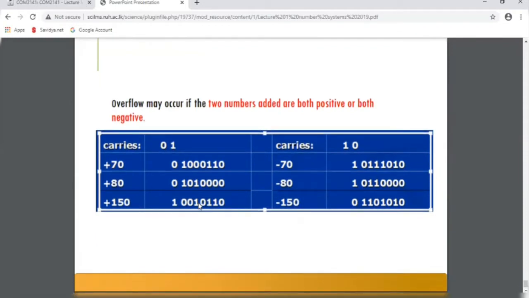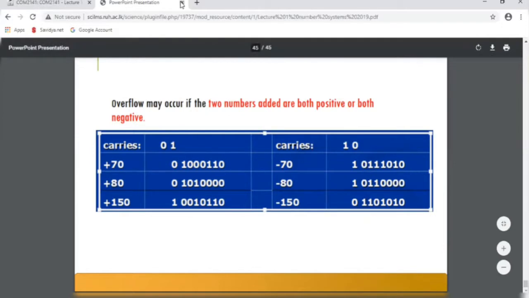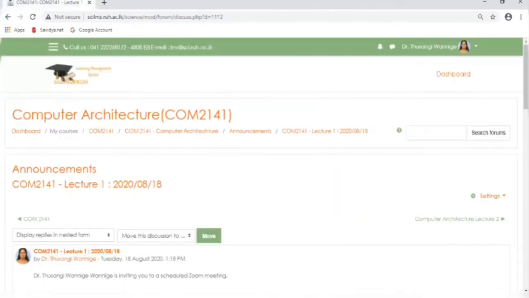Overflow may occur if the two numbers added are both positive or both negative. So you can see that most of the time that happens. I thought before moving to today's lecture, it's better to do some exercises on the topic. So let me share the screen.